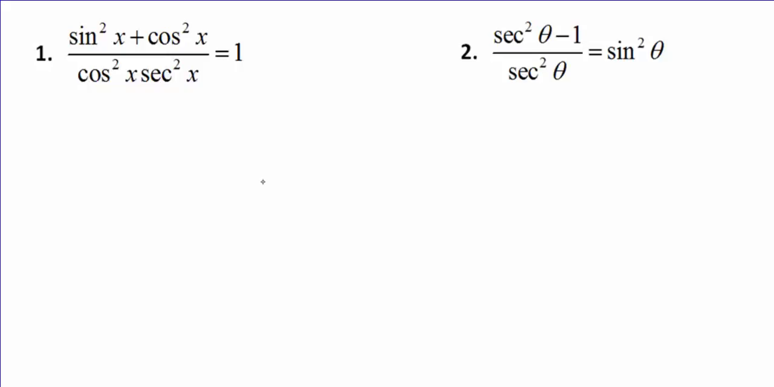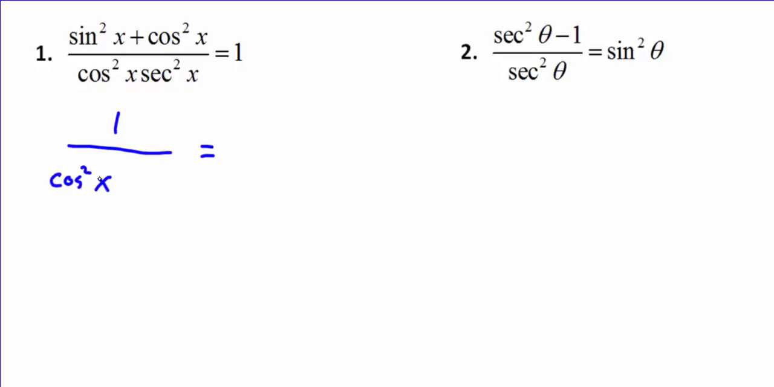So number one, sine squared x plus cosine squared x over cosine squared x secant squared x. First thing I notice is right here, sine squared plus cosine squared, that's 1. I'm going to make that simpler. And by the way, when you look at this equation, we're trying to make one side look like the other. Well, the left side is without question the more complex side. That's the side I'm going to work with.